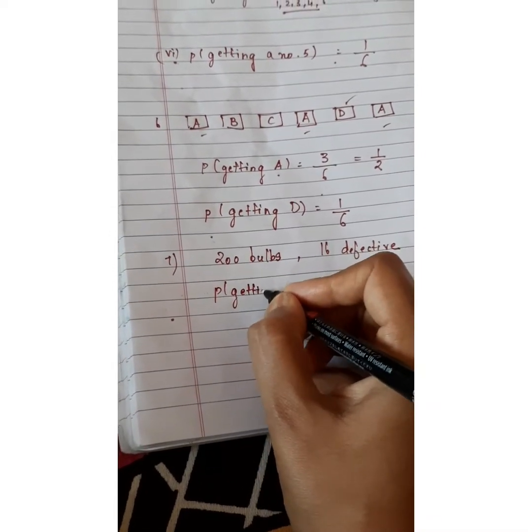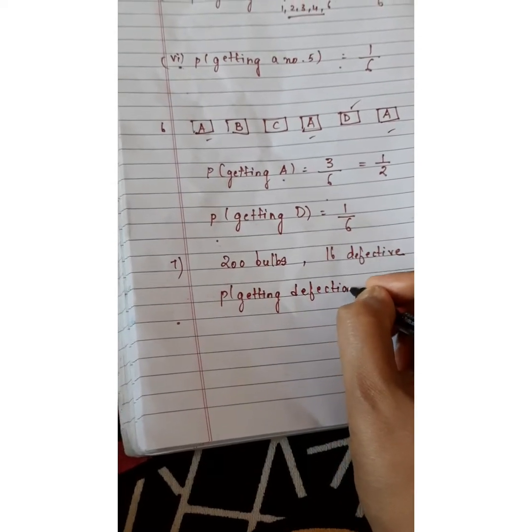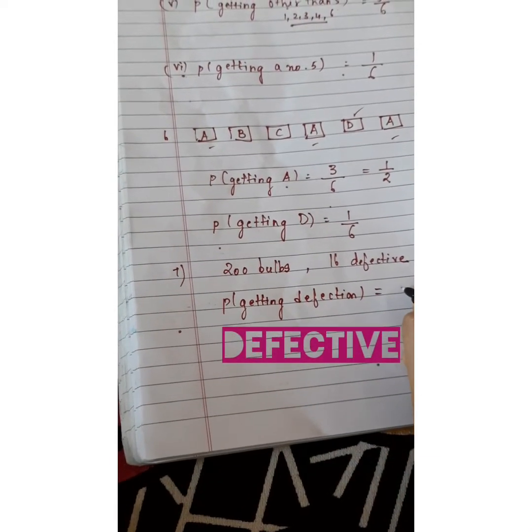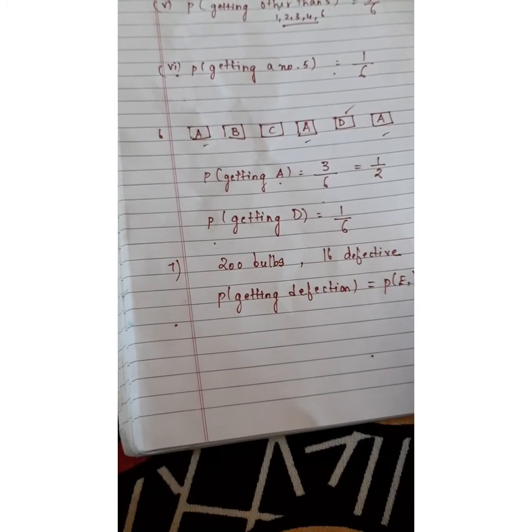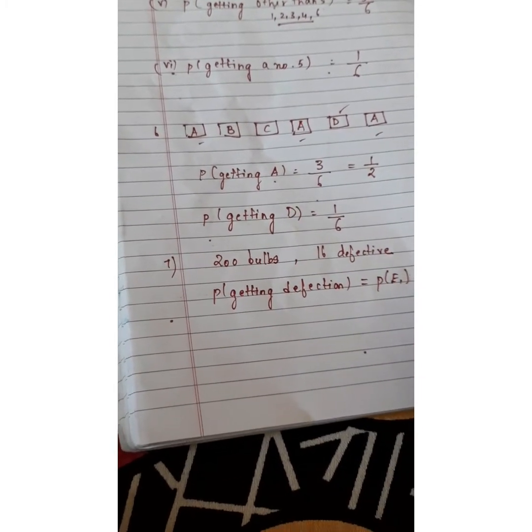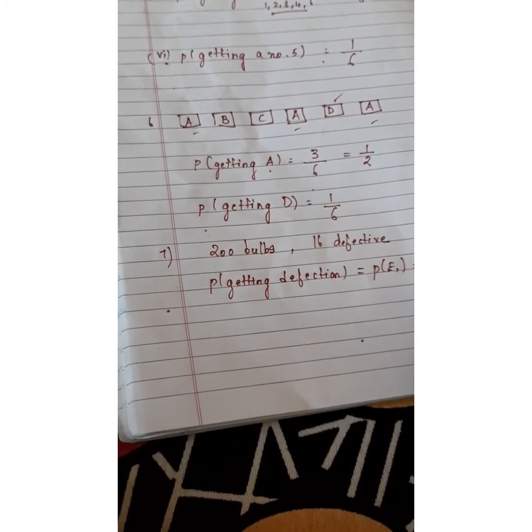Probability of getting defective bulbs, that's going to be 16 by 200. We can represent it as probability of E1 for the defective bulbs.